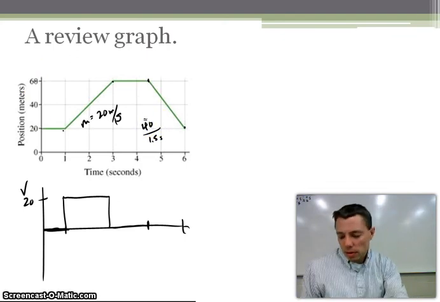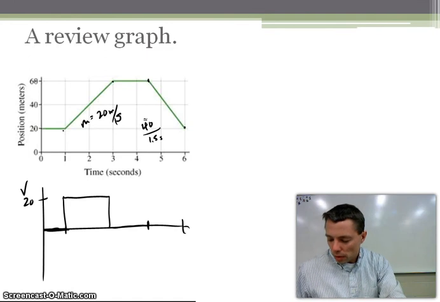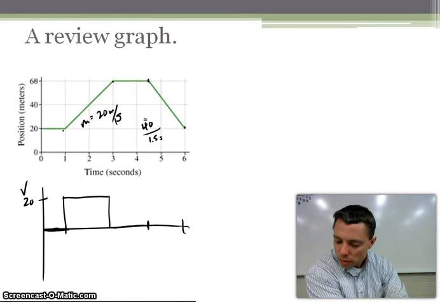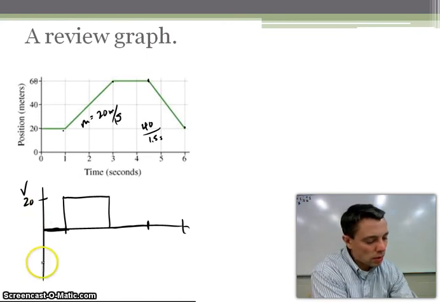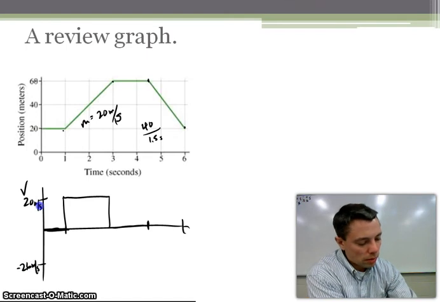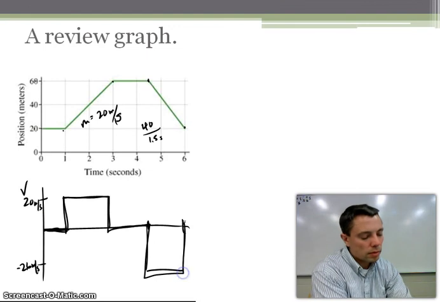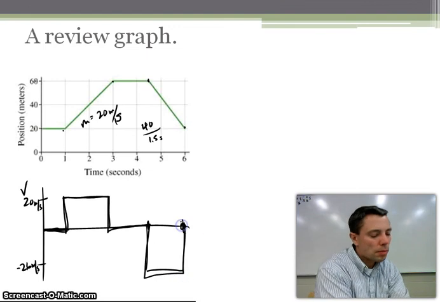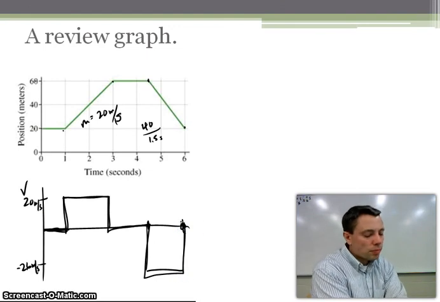Ooh, quick, grab calculator. Clear. So 40 divided by 1.5 comes out to be like a 26, but remember that this is negative. So we end up dropping down here, over like this, okay? So we went along, we went up, we went across, we went down, and over here, over here, over here, back to the beginning, okay? And that's where we stop. So that's kind of our velocity.